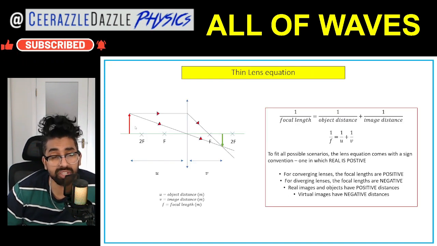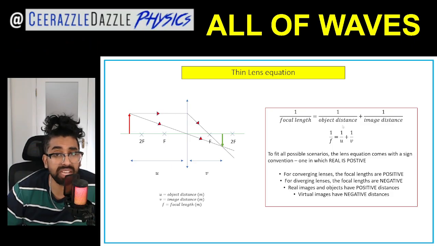The thin lens equation. Now there's an equation which relates the focal length, the object distance, and the image distance all together. It's going to be this. So first of all, we're going to call U the distance between the object and the lens, and V the distance between the image and the lens here. 1 over F is equal to 1 over U plus 1 over V. And obviously to fit all possible scenarios, we have a simple convention, one in which real is positive. So if the image is real, therefore you take that as positive.